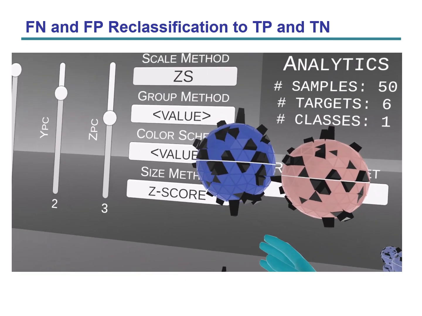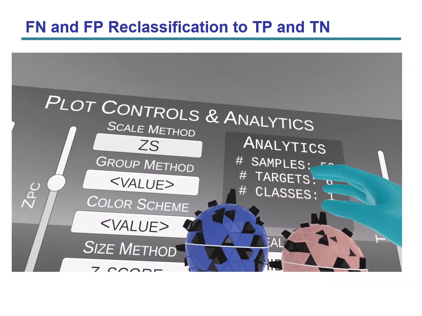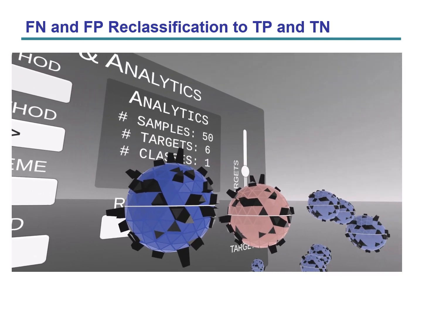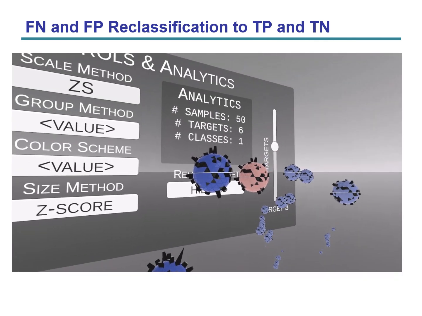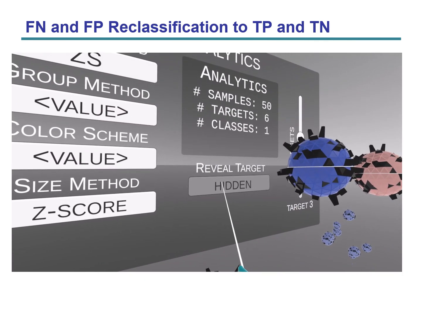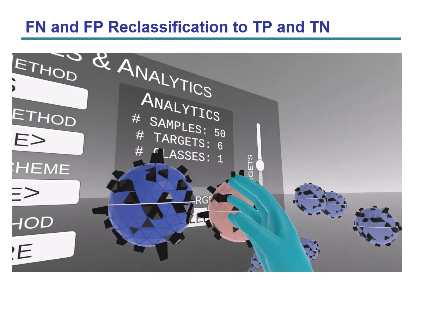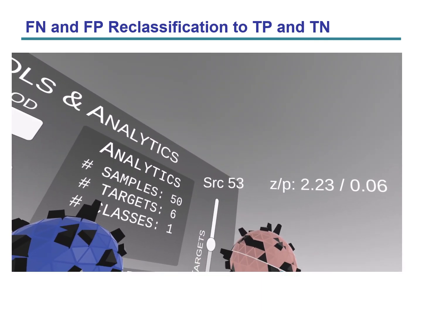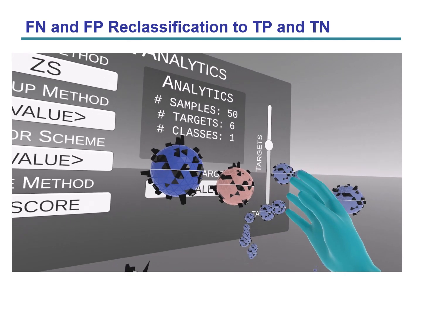So I think he's deciding, we're going to finally decide that this is a true positive, not a false negative. So momentarily we'll open the hidden, it's now revealed. When you touch it, you find out where it came from. You already have its z-score. You can see it's from the source, so it's clearly a true positive.